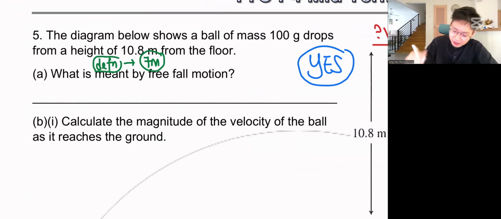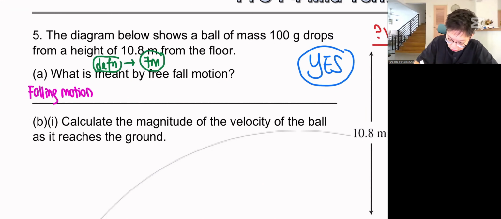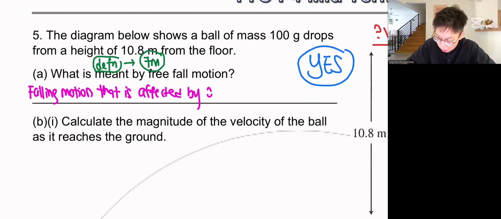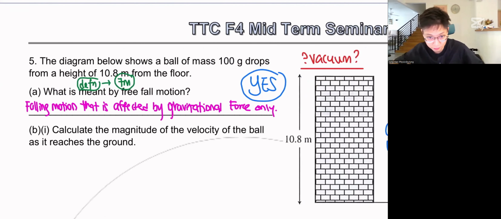Okay, so we can say that free fall motion is a falling motion, or an object that is falling, that is affected by gravitational force only. Meaning to say, if you want to elaborate, you will say without air resistance. You don't have the wind, you don't have the air, you don't have the foam and all the stuff. Whether you add the "air resistance" note is up to you.